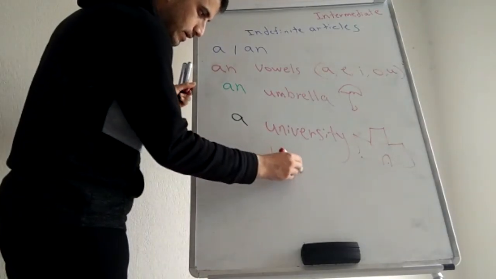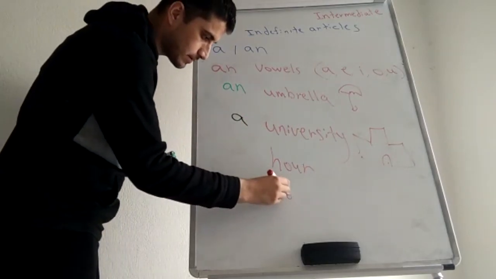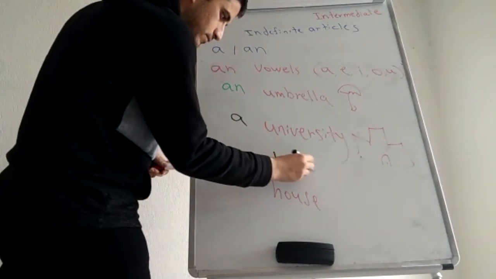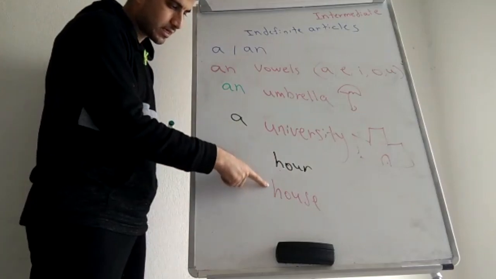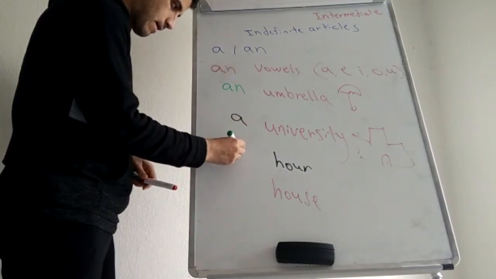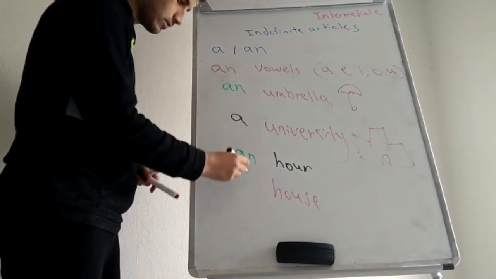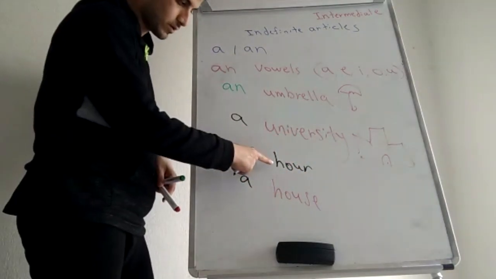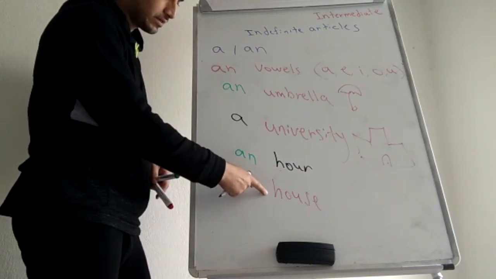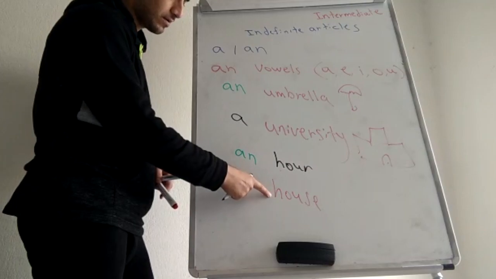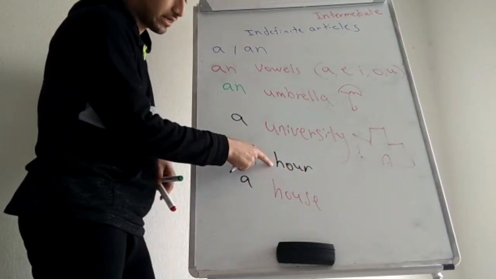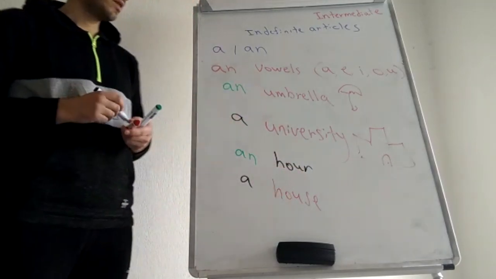What about hour? Hour is the same. Hour and house, for example. The two words start with H. So the first example, here we use an hour, and here we use a house. Why? Because H is pronounced in house: ha, house. We pronounce H as ha, so it's a house. Here, hour, H is silent. So, an hour, a house. It's the same rule.